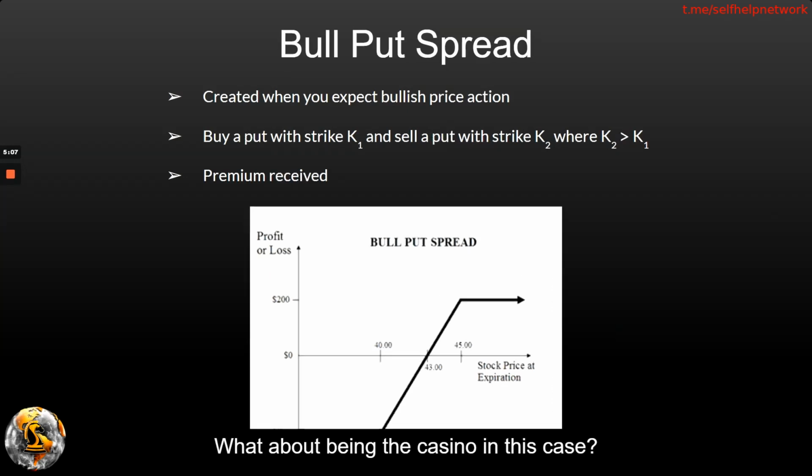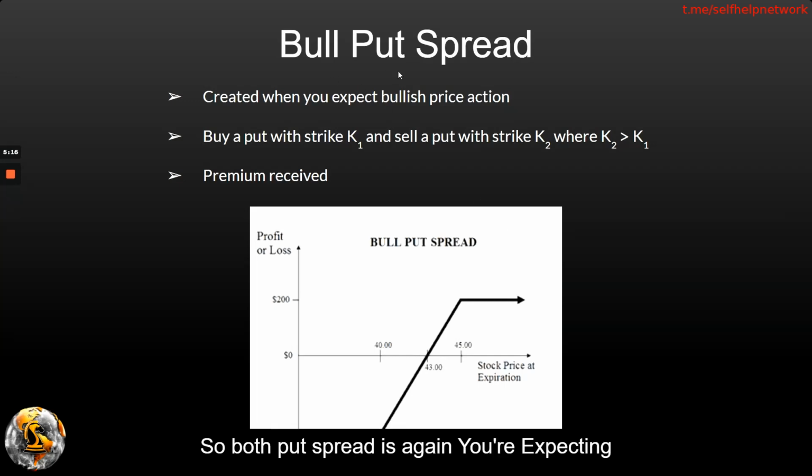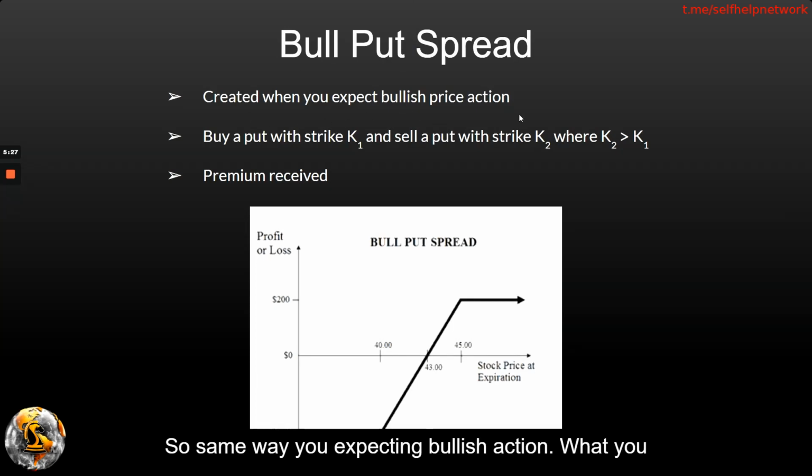What about being the casino? In this case, you will get a premium for the trade. So the bull put spread is, again, you're expecting bullish action. That's why you have the bull here. But the spread is placed by using puts. So in the same way, you're expecting bullish action.